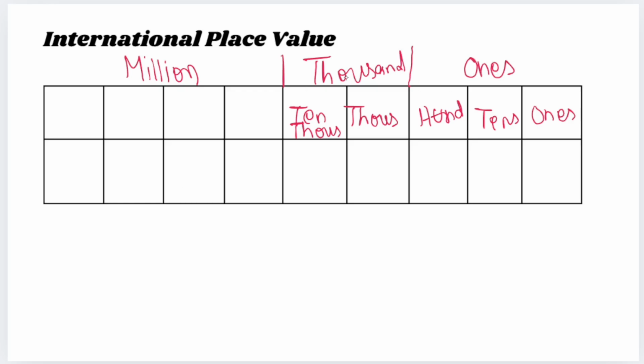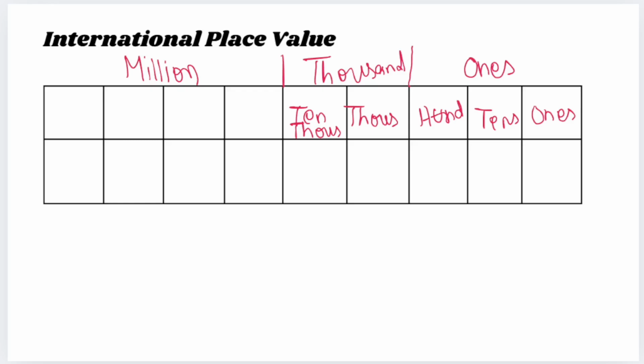So write it down. Please write it down, guys. It's very important because every exercise that we are going to do in the upcoming sections will be based on this place value. If you understand this place value, you'll be very thorough in these numbers. So please write down whatever I teach you. Ones, thousand, million.